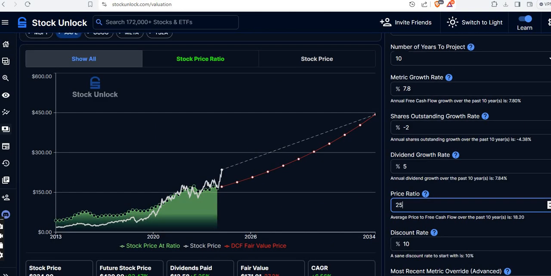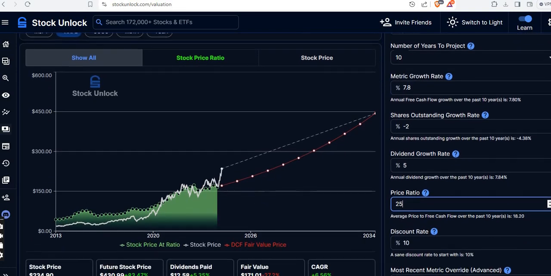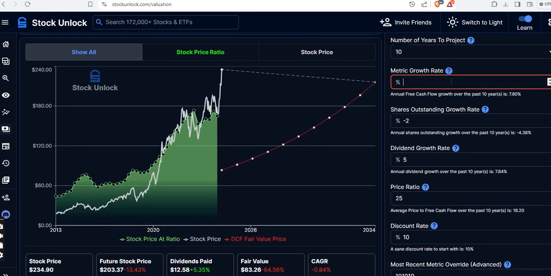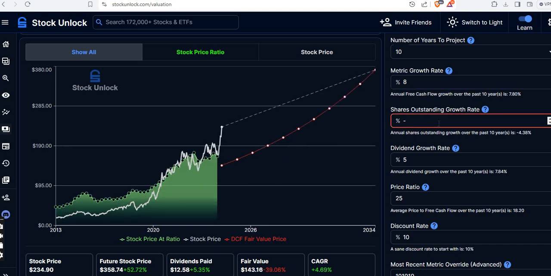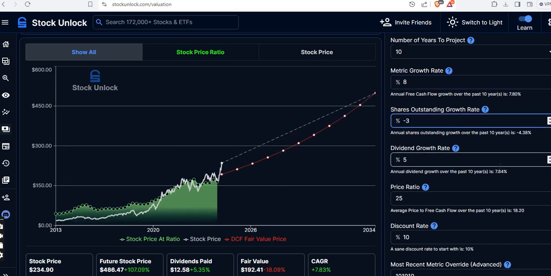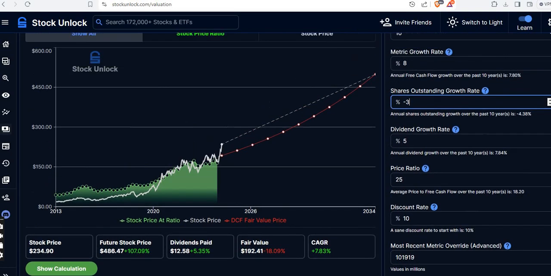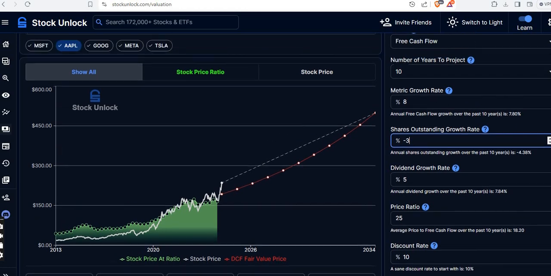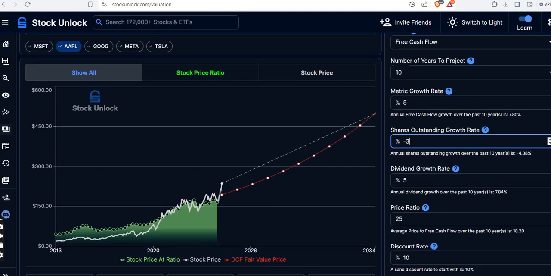So this is basically, if we did this with Apple here, let's say they'll grow free cash flow 8%, they'll buy back 3% of shares, they'll grow the dividend. So basically what I'm saying here is, you're going to want to figure out what is the rough estimate to how this company is going to grow earnings or free cash flow.